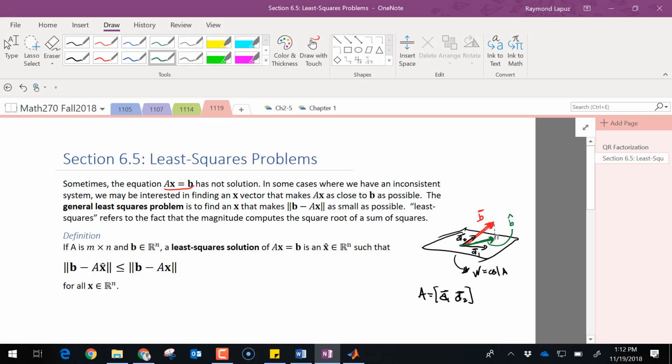Right? Remember those vectors that we've had? We also had a B minus B hat, which is perpendicular to the subspace that we had.